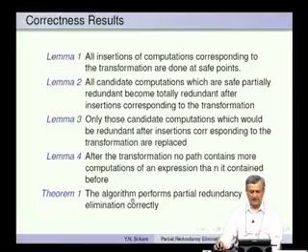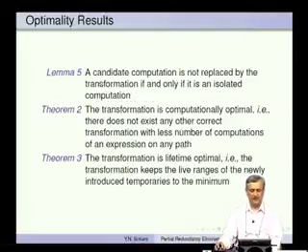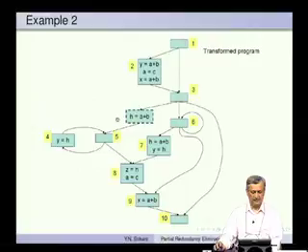So, the theorem says the algorithm performs partial redundancy elimination correctly, it is based on these lemmas. Then the fifth lemma says a candidate computation is not replaced by the transformation if and only if it is an isolated computation. This is what I was saying. So, unnecessary computations are not really replaced. So, that is something like in this case, for example, this computation is not replaced, this computation is not replaced, etcetera.